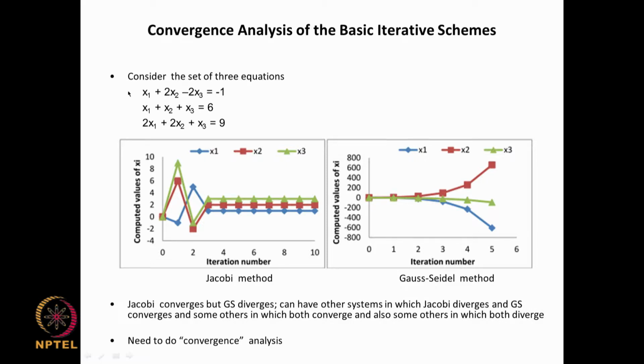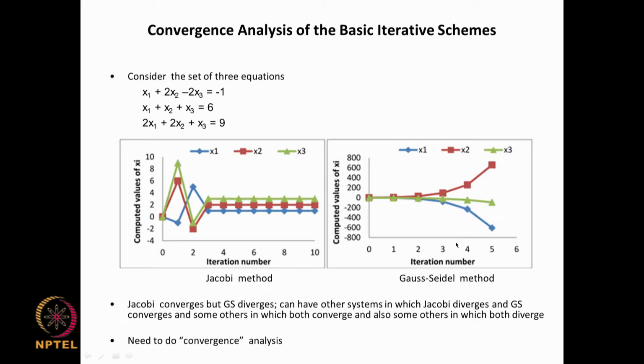We have taken this simple problem with 3 unknowns and 3 equations, and the solution can be seen to be 1, 2, 3 for x1, x2, x3. For this problem, where we know the solution and we can show that the solution is unique, we find that the Jacobi method works very quickly. It gets there within 3, 4, 5 iterations, whereas the Gauss-Seidel method diverges.